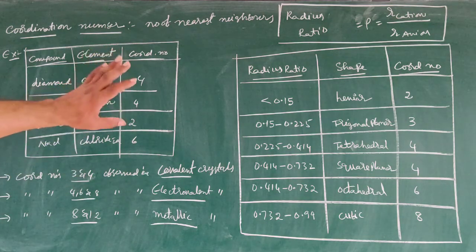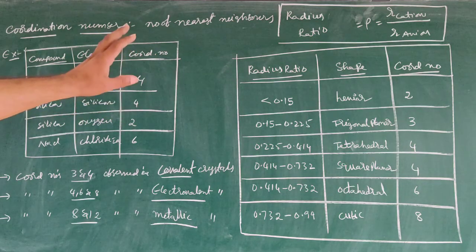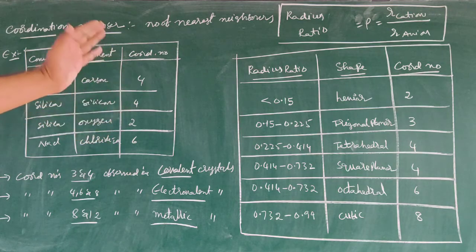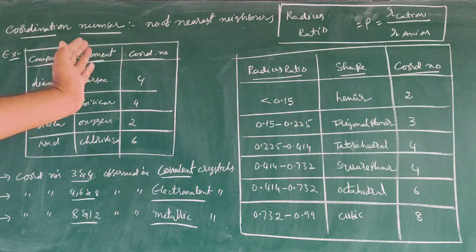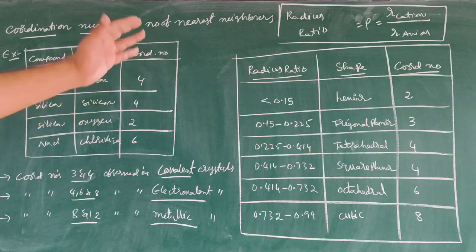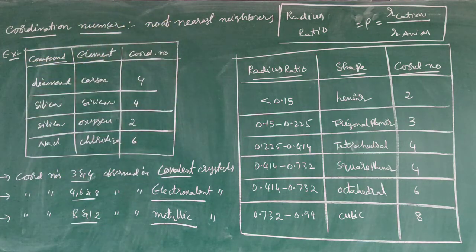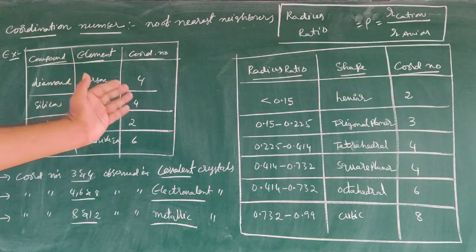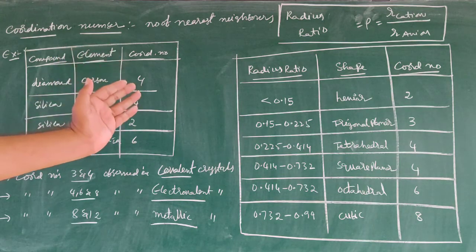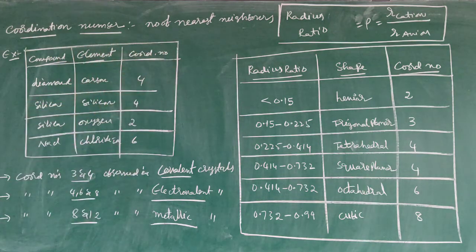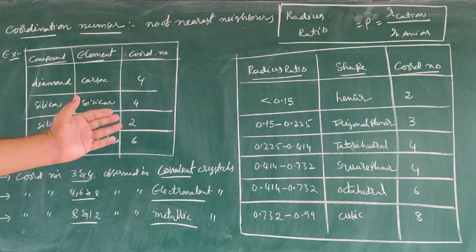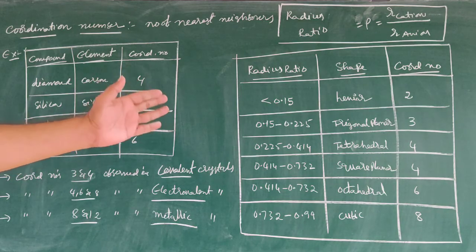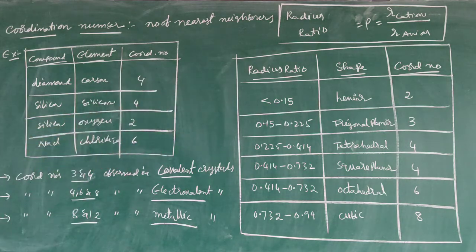Okay, please check this table carefully once again. This is useful for objective examination and one more question in the subject. So if the radius ratio is up to 0.15, the shape is linear with coordination number 2. If the radius ratio is between 0.15 and 0.225, the shape is trigonal planar with coordination number 3. If the radius ratio is between 0.225 and 0.414, the shape is tetrahedral with coordination number 4.